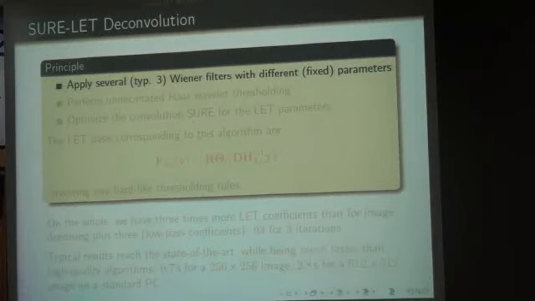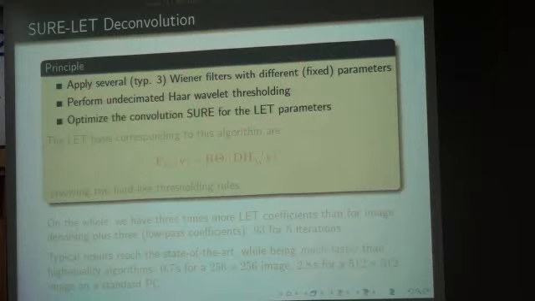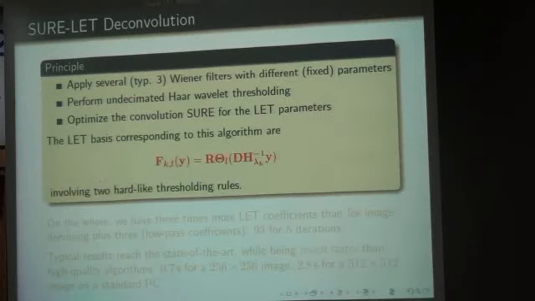So the deconvolution looks like applying 3 Wiener filters, then performing an undecimated Haar wavelet thresholding to do the denoising. Then we optimize the convolution Schur for the parameters. So the new basis looks more like that. You have 3 Wiener filters, so this is the K that you have here, K equals 1, 2, 3. You can have more if you want, but it does not bring much.